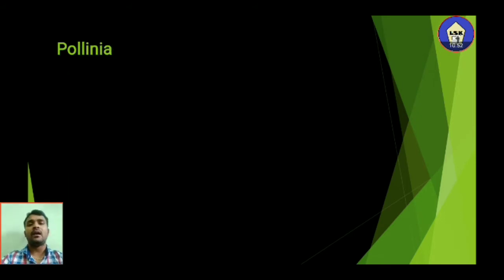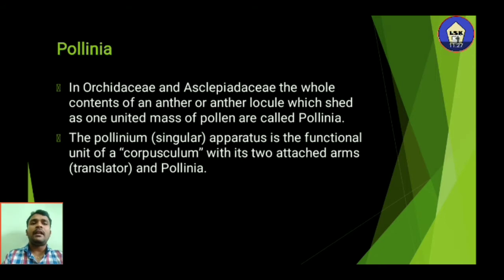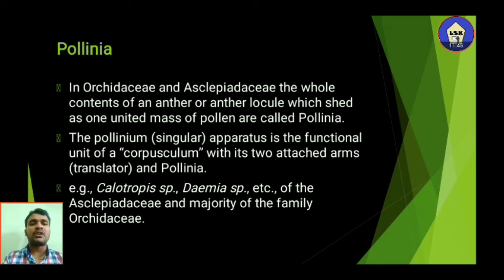The next one is pollinia. This is a very unique type of pollen grain produced by some plants, in Orchidaceae, the orchid members, and Asclepiadaceae, another angiosperm plant family. The whole contents of the anther locule which are shed as one united mass of pollen are called pollinia. The example is given here. Before that, pollinium is the singular, pollinia the plural. The pollinium apparatus is a functional unit of a corpusculum with its two attached arms called translators, and pollinia. Examples are Calotropis and Daemia species of the family Asclepiadaceae, and the majority of the family Orchidaceae shows this kind of pollinia production.